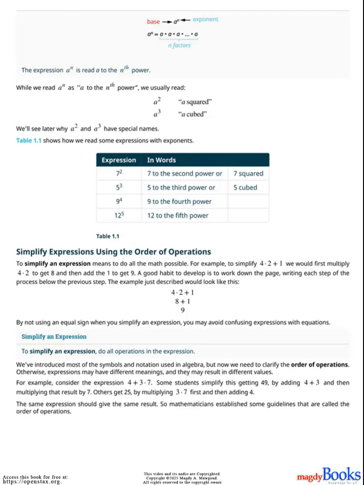We've introduced most of the symbols and notation used in algebra, but now we need to clarify the order of operations. Otherwise, expressions may have different meanings, and they may result in different values. For example, consider the expression 4 plus 3 times 7. Some students simplify this, getting 49, by adding 4 plus 3 and then multiplying that result by 7. Others get 25 by multiplying 3 times 7 first and then adding 4. The same expression should give the same result. So mathematicians established some guidelines that are called the order of operations.